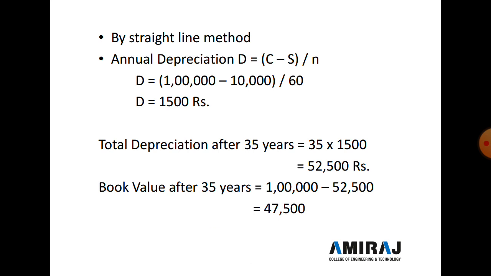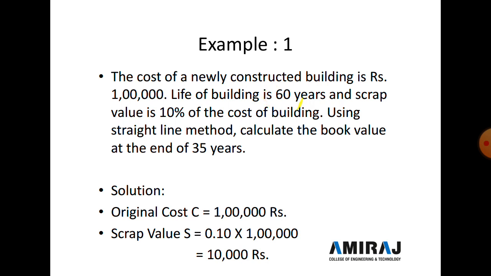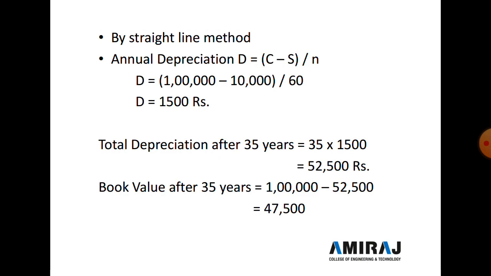Now by the straight line method, annual depreciation D is equal to (C minus S) divided by N. C is already given in the example, and as we found out, scrap value is 10% of the original cost, and N is 60 years, already given in the example. So the annual depreciation is 1500 rupees.